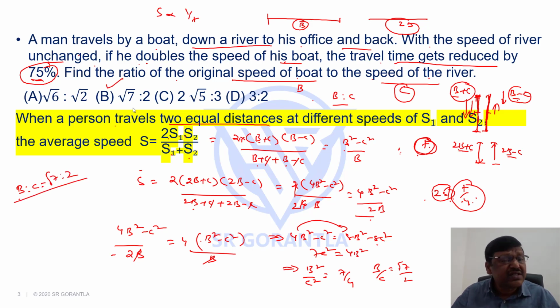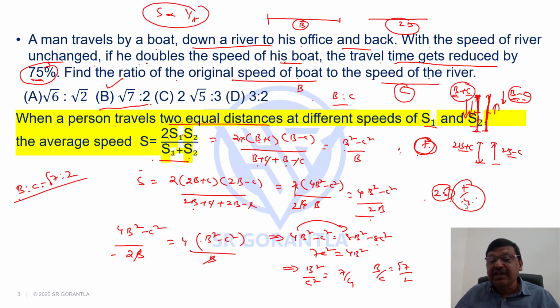Hence my answer is choice B. Here are two key points. One, when a boat travels downstream, the effective speed is the speed of the boat plus the speed of the river. When a boat travels upstream, it is the speed of the boat minus the speed of the river. This is one concept. The second concept is, when a person travels two equal distances at different speeds of S1 and S2, the average speed is 2 S1 S2 by S1 plus S2. And in fact, one more point we can add is that speed and time are in inverse relation.